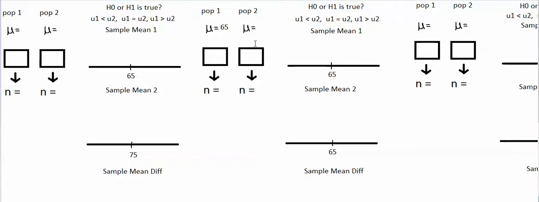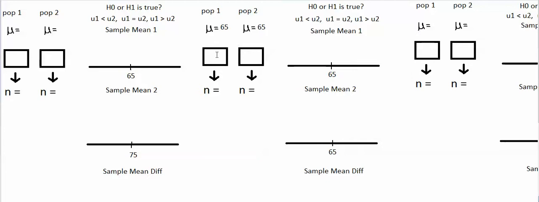Let's also imagine that the mean height of this other university is also 65 inches. So the mean height of all students at the second university is 65 inches. So the two universities really have the same mean height. And you as a researcher don't know what these population means equal, but you're interested in whether the mean height of one university is different than the mean height of the other university.